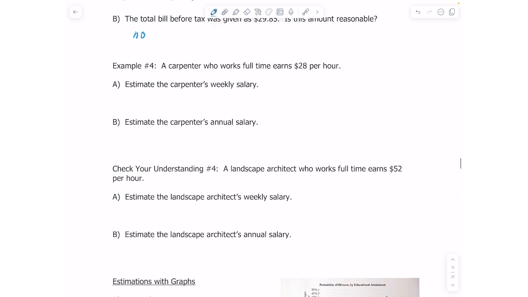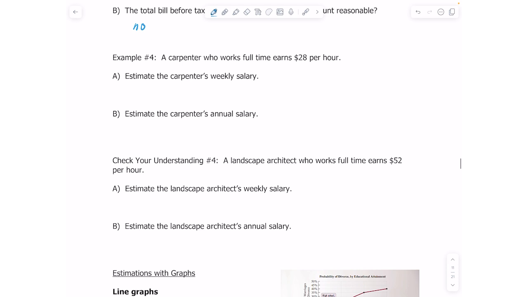Okay, let's look at another example where we have to use some math skills and also some rounding and estimation. So a carpenter who works full-time earns $28 per hour. Estimate the carpenter's weekly salary. Okay, so we're estimating, right? So $28, we can pretty much round that to about $30. So $28 is approximately $30.